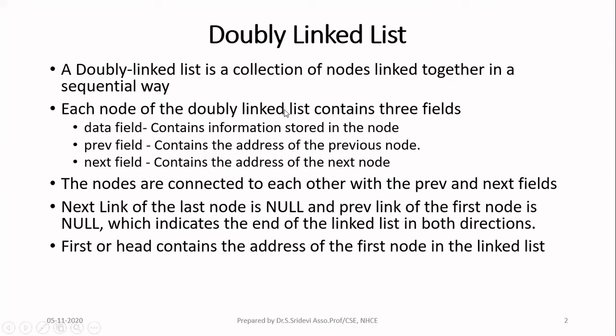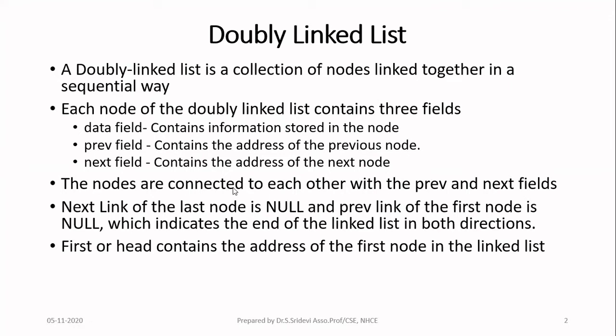They are called the data field, which contains the information that you are going to store in the doubly linked list. And then we have two pointers in this. One is known as the pointer to the previous node, and the other is the pointer to the next node. So we have two pointers, previous and next, which contain the address of the previous node and the next node respectively. So totally we have three pieces of information stored in every node. And the nodes are connected to each other with the help of these two pointers, previous and next. So you can travel in both directions by using the doubly linked list.